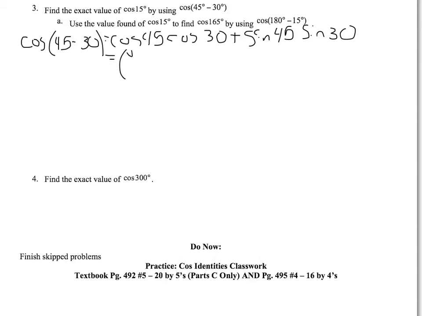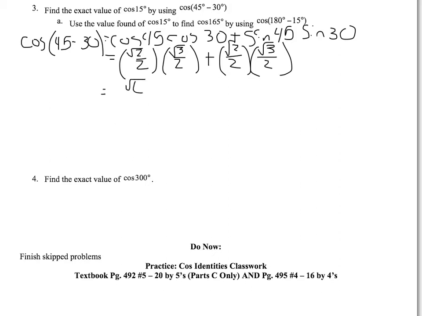Cos 45 is radical 2 over 2. Cos 30, radical 3 over 2. Sine 45, radical 2 over 2. Sine 30, radical 3 over 2. Again, do this in your head, not a calculator. Your calculator won't give you a correct answer for this particular, well, it will, but you won't know what it means. It will give you a decimal instead of a fraction. Radical 2 times radical 3 is radical 6 over 4 plus.